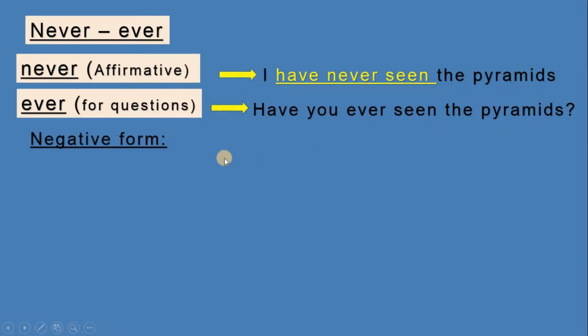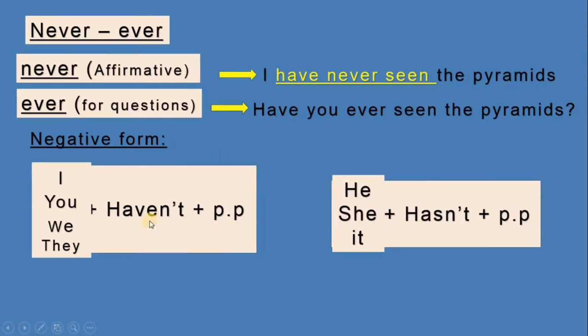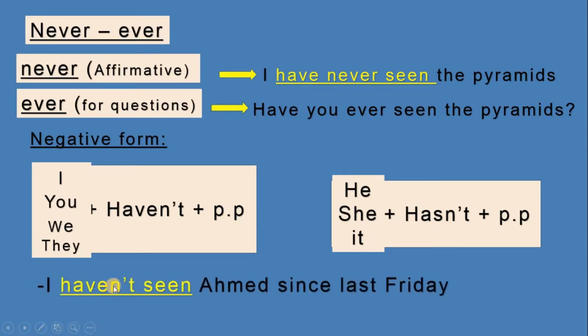Now the negative form. It consists of hasn't or haven't plus the past participle, or the verb in the third form. For example, I haven't seen Ahmed. I haven't seen Ahmed since last Friday.